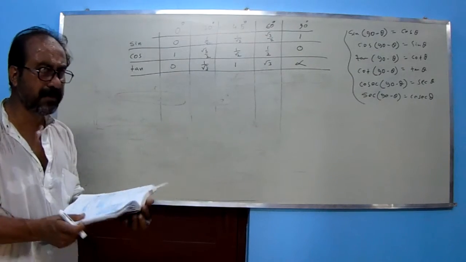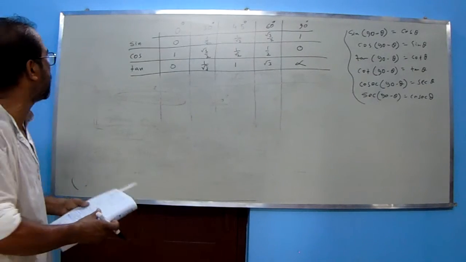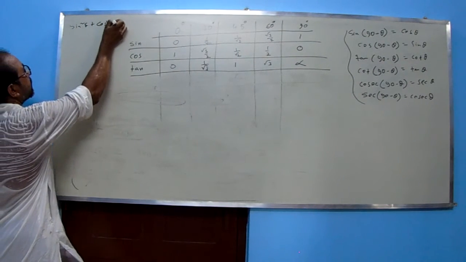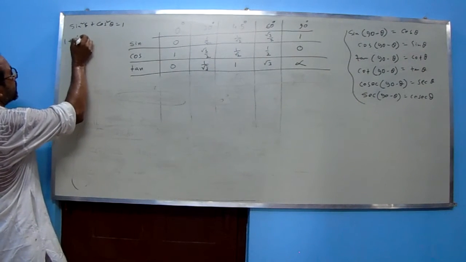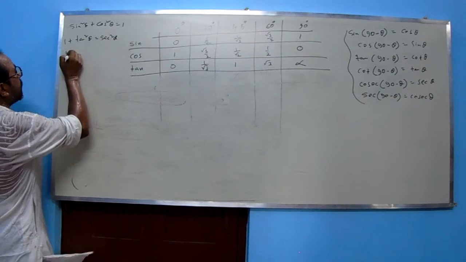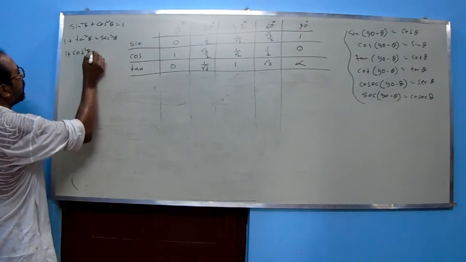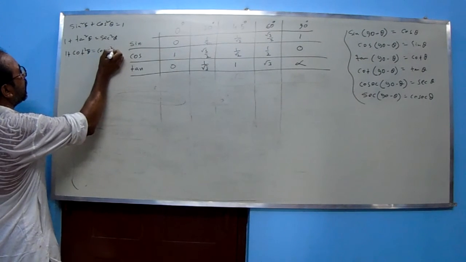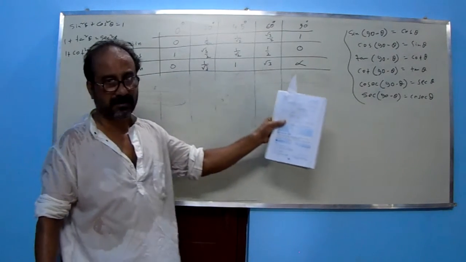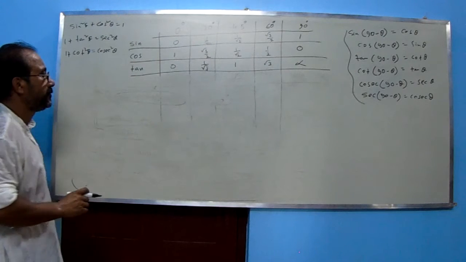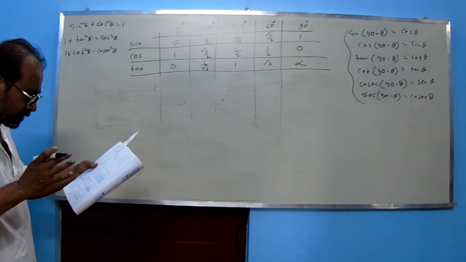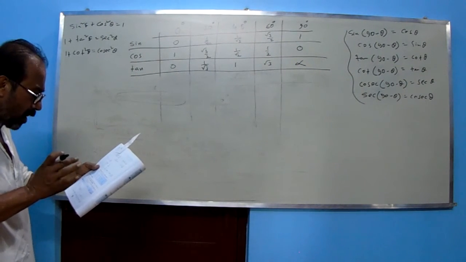Another formula you can remember: sine square theta plus cos square theta equal to 1. 1 plus tan square theta equal to sec square theta. 1 plus cot square theta equal to cosec square theta. So these are the three mother formulas. Now just try to understand how the maths are coming.